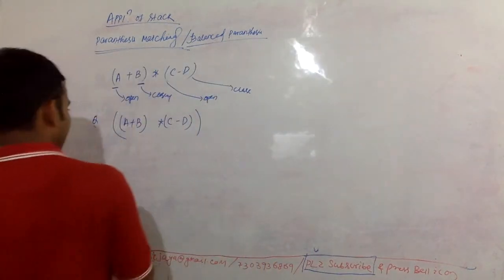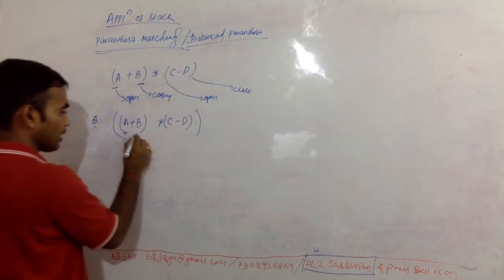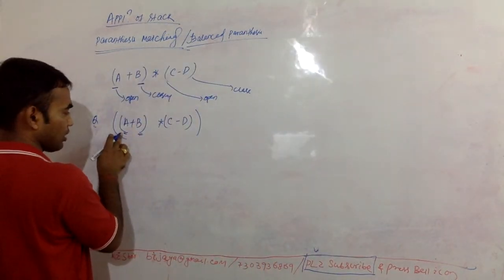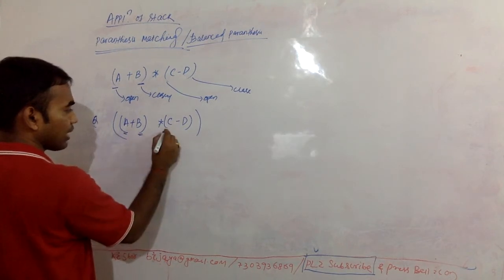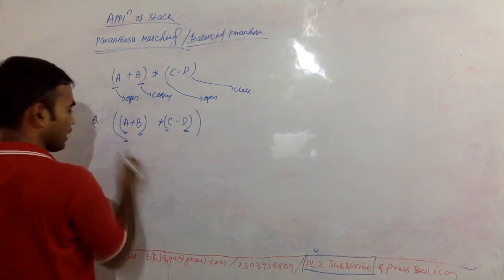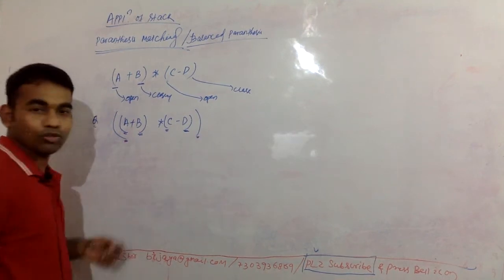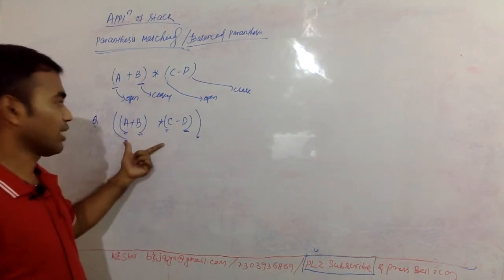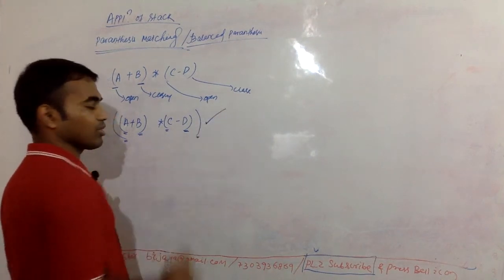The answer is yes, because for this opening bracket there is a closing bracket. For this opening bracket there is a closing bracket. For this opening bracket there is a closing bracket. For this opening bracket there is a closing bracket, right? So that's why this is a balanced parenthesis.